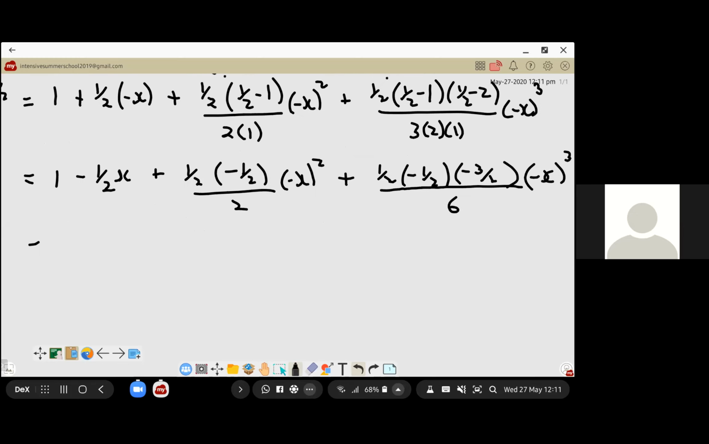Okay, so we end up getting what? 1 minus half x. Let's multiply. Here the negative x. So negative x, negative squared will give us what? Positive times negative will give us what? Negative. Are you following what I'm doing? Yes, please. Let me use the calculator. Negative squared is what? Positive. Then positive times negative will give us what?